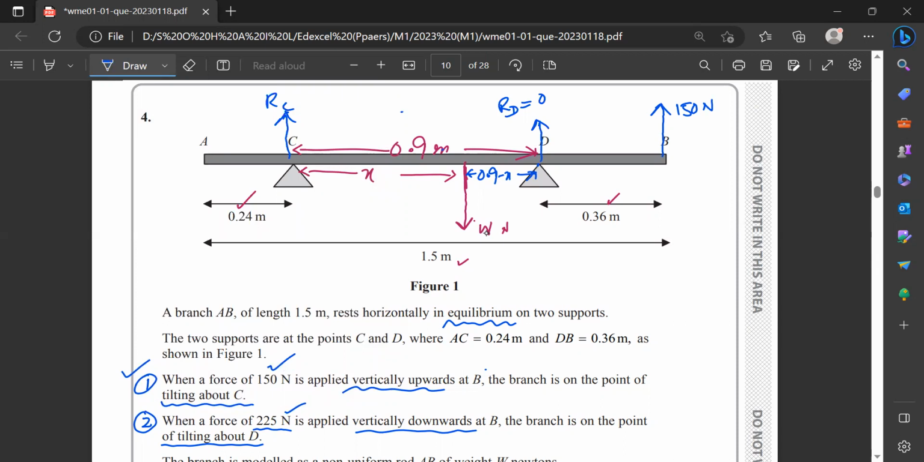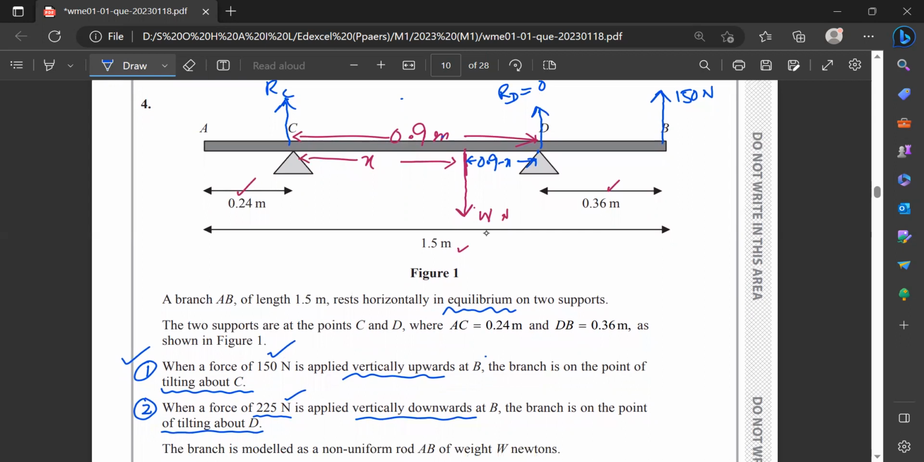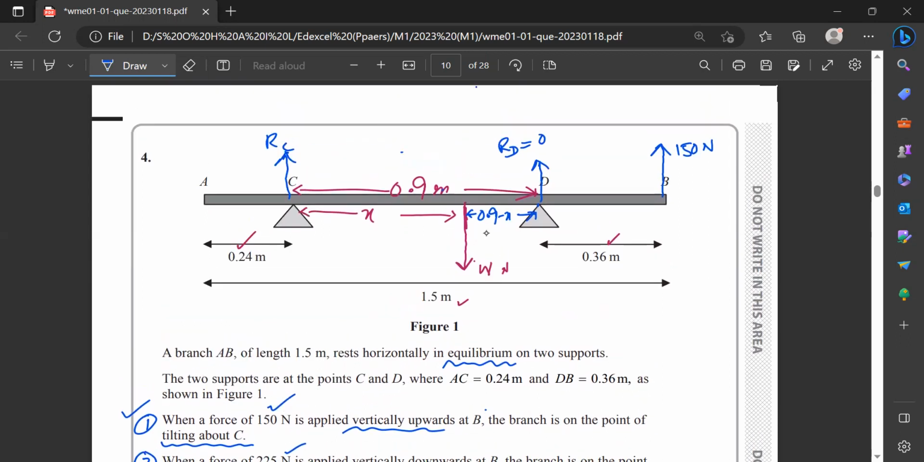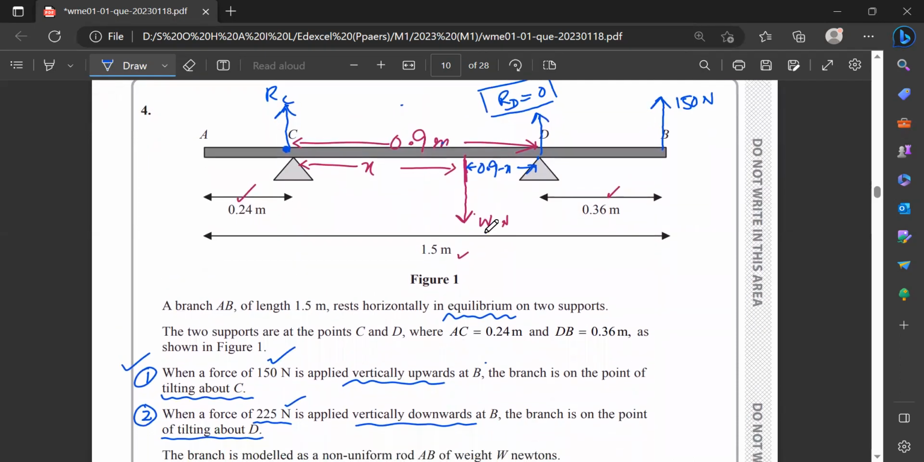If it is on the point of tilting about C, this is now the pivot. Tilting about C means point D is about to leave the support, so we take RD equal to 0. If RD is equal to 0, then for the working, I can take the moment of this figure about C.